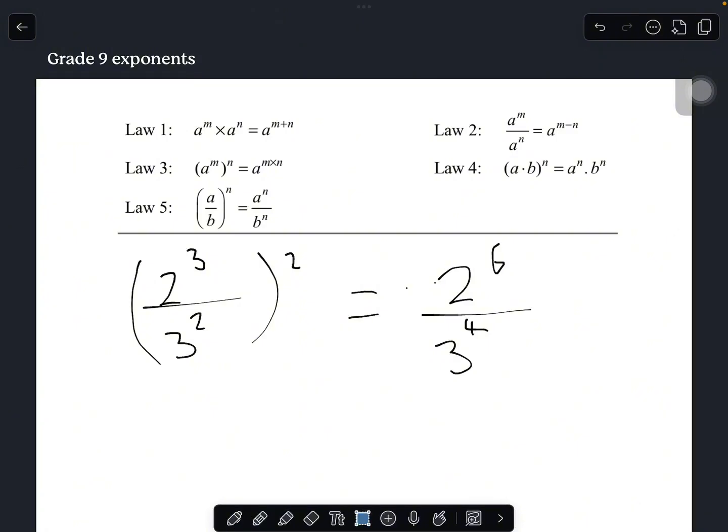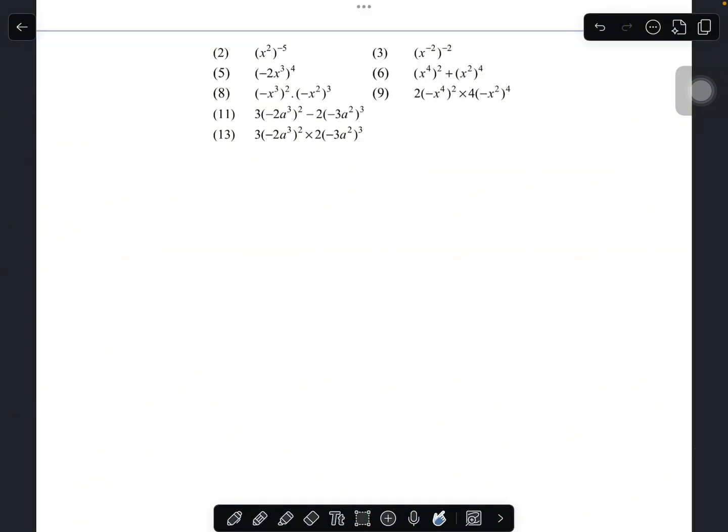So let's go on to some of these questions. You guys are more than welcome with these questions to go and try them out first and then look at the answers afterwards. So we're going to start off with this number 2, and we just have a power of a power that is just going to give us x to the negative 10.